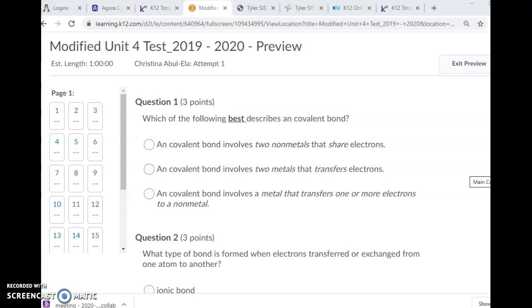Which of the following best describes a covalent bond? A covalent bond involves two nonmetals that share electrons. A covalent bond involves two metals that transfers electrons. A covalent bond involves a metal that transfers one or more electrons to a nonmetal.